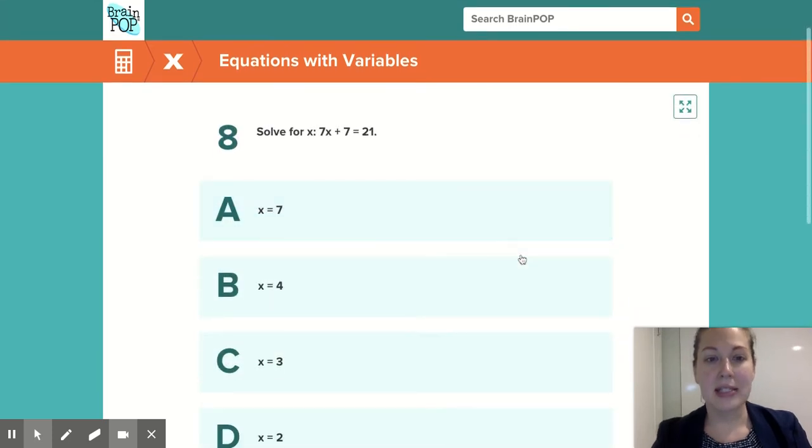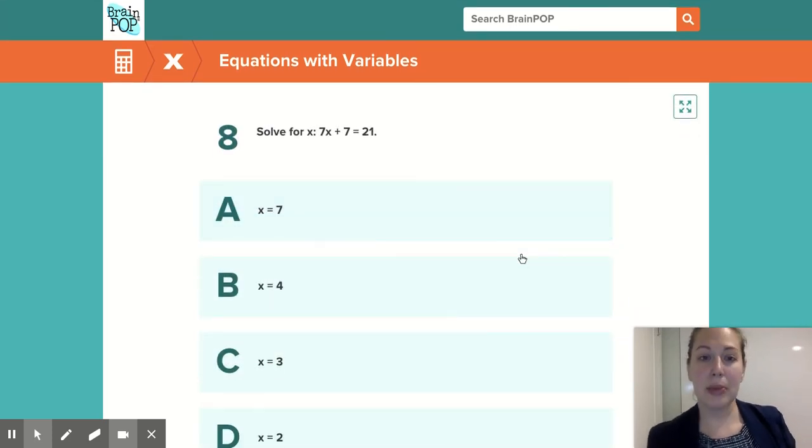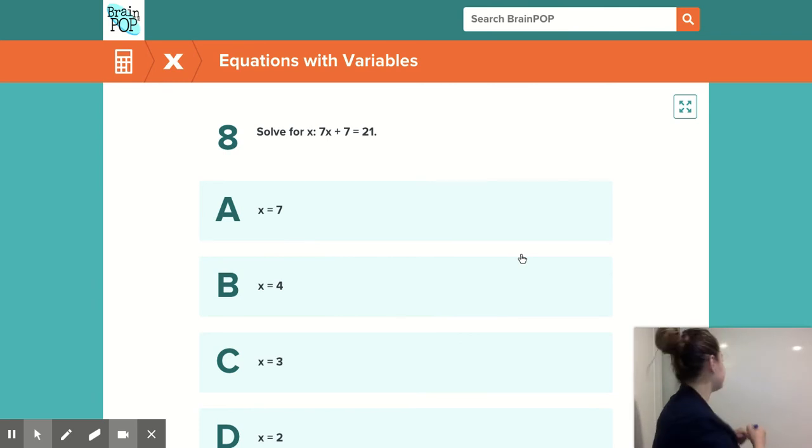Number 8, solve for x. 7x plus 7 equals 21. Okay, well here I have plus 7 on this side, so I want to cancel it out. I want to subtract it. Now when I subtract it from this side, it cancels out to 0. And now I have to subtract it from the other side of our scale. So it's 21 minus 7.